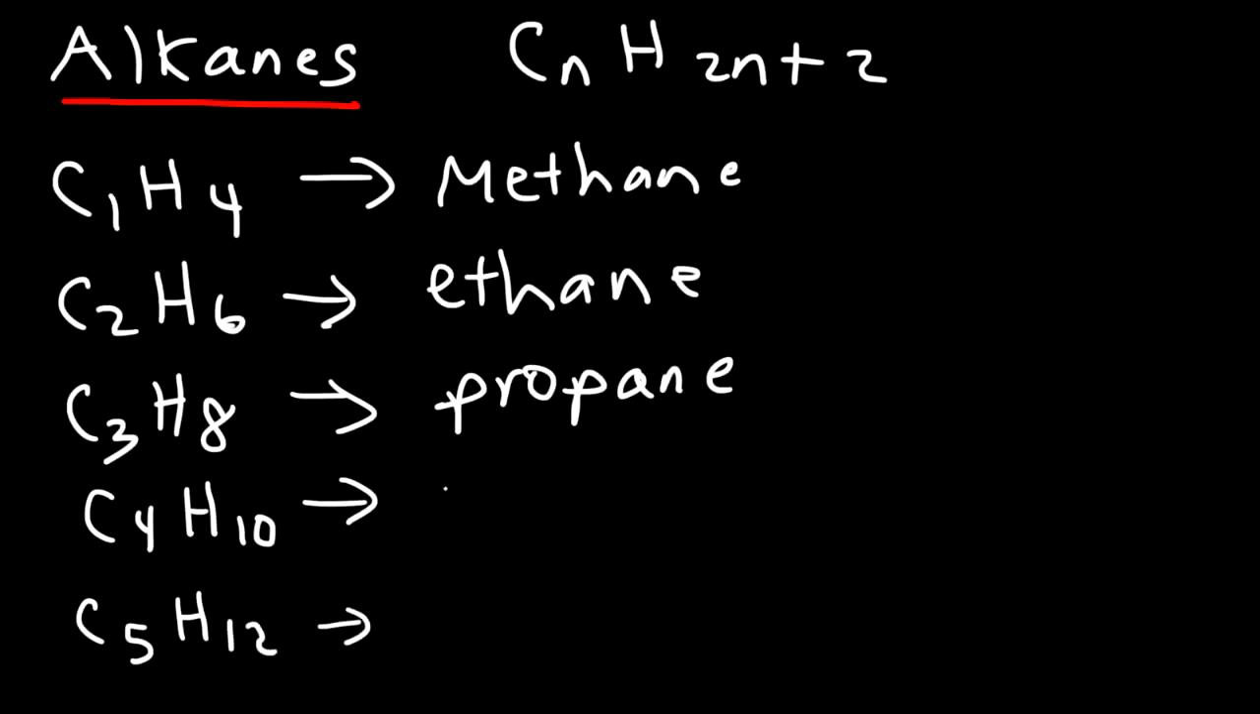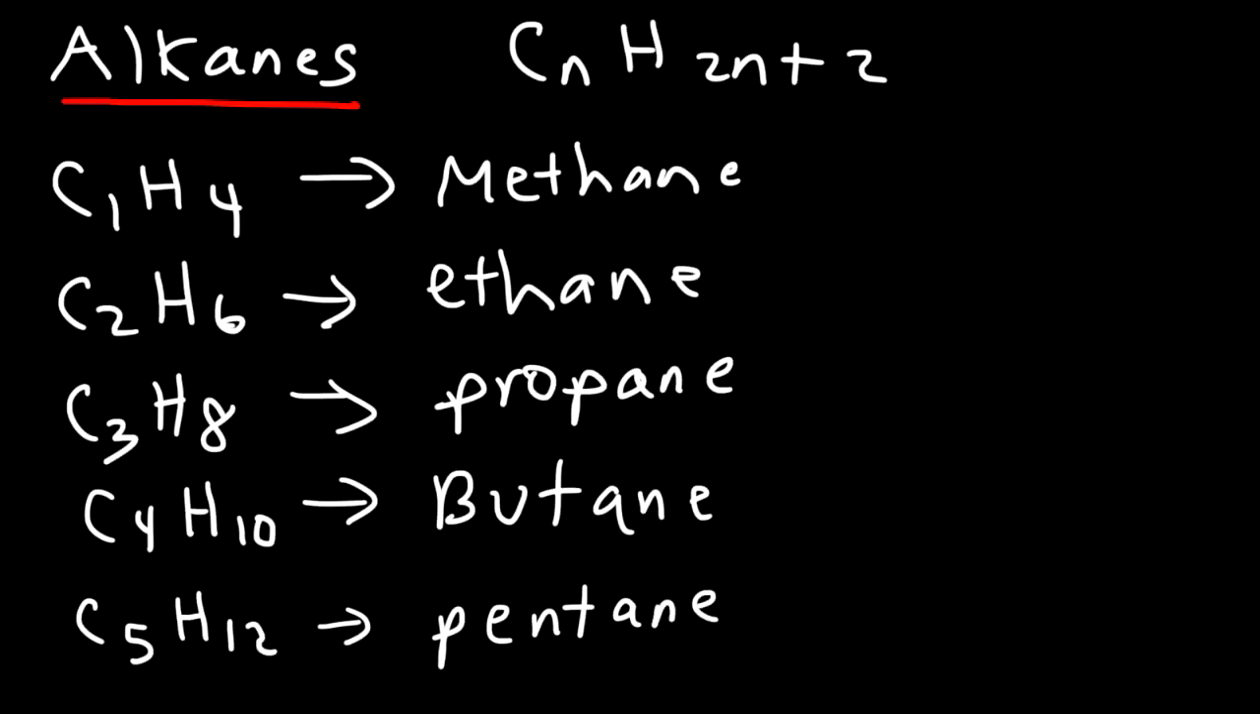C4H10, if you have 4 carbons, is going to be called butane, and C5H12 is pentane. C6H14, if you want to write it down, that's hexane. C7H16 is heptane. C8H18 is octane. C9H20 is nonane. And C10H22 is decane.